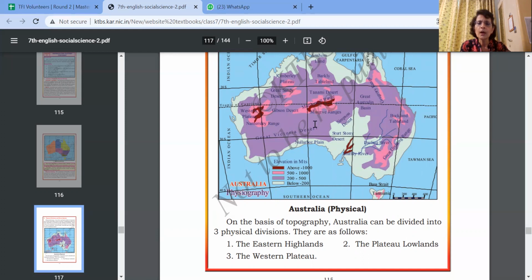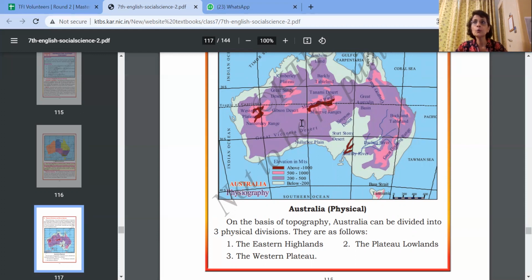So now I hope you know what is a plateau. A plateau is basically a long stretch of flat land, but which is at a height. In India, we have what is known as the Deccan Plateau. If you are standing on a plateau, you find that it is just flat land, but this flat land is at a height.